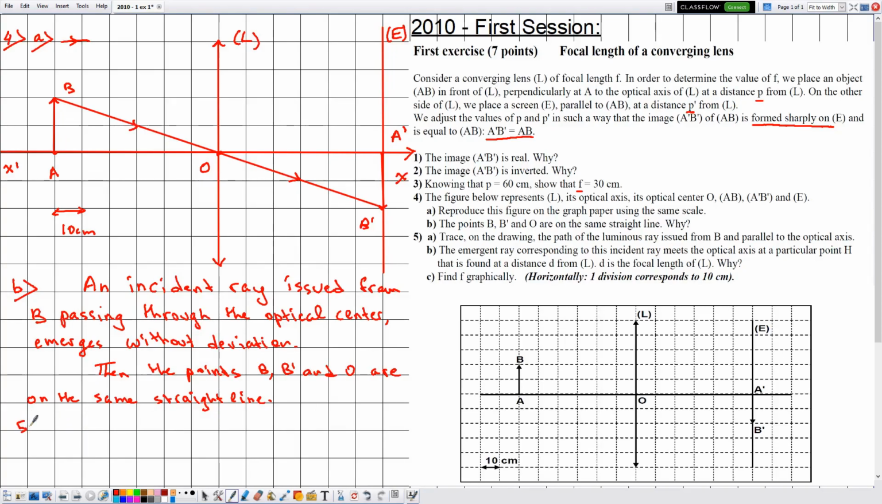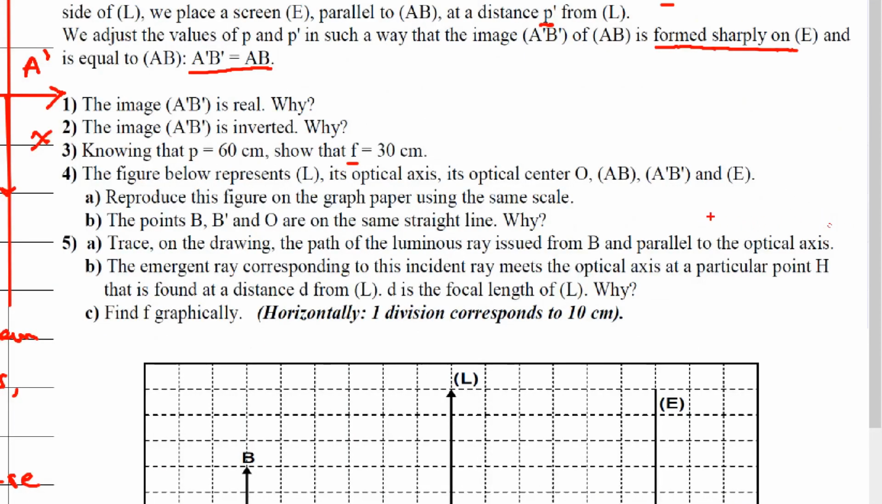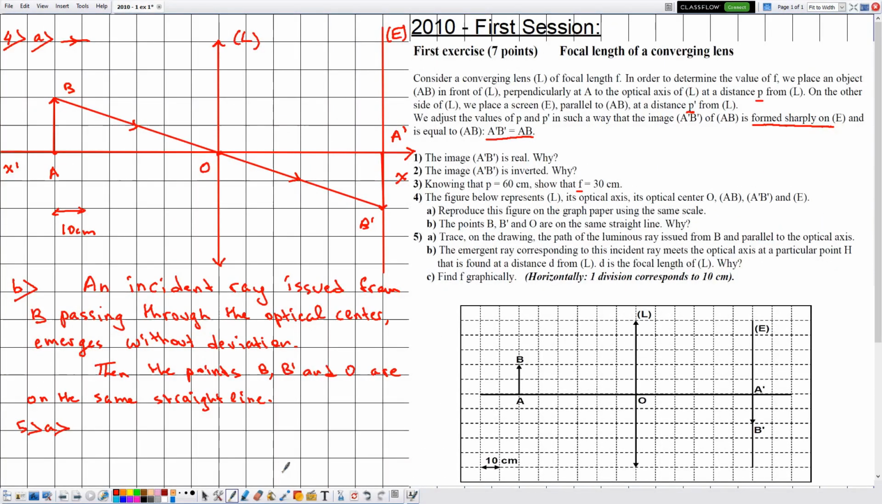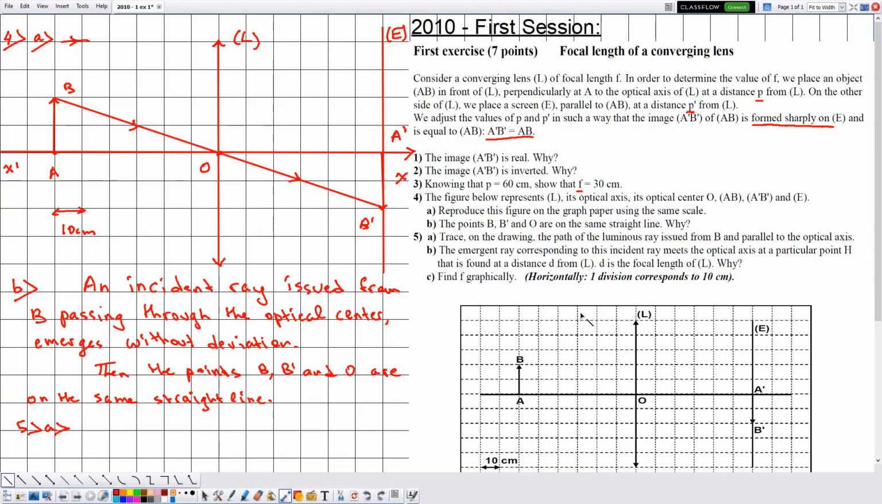Now in 5 part A, they are telling me to trace on the drawing the path of the luminous ray issued from B and parallel to the optical axis. Here they told me trace, so no need to justify the path of an incident luminous ray issued from B. So this is issued from B and parallel to the optical axis.